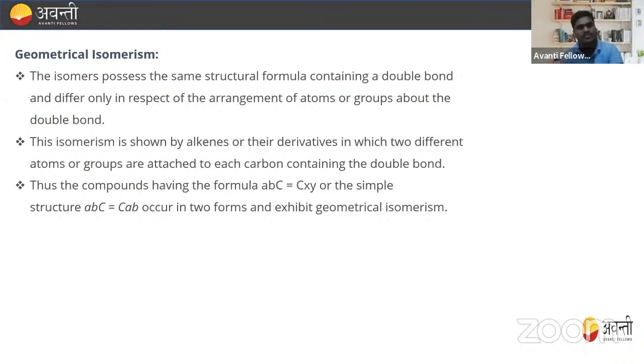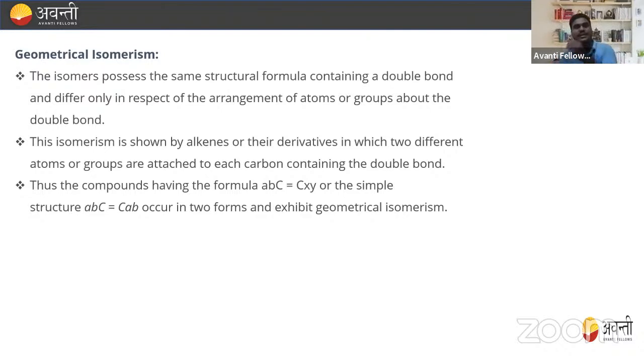Now, let's see geometrical isomerism. Which type of compounds generally show geometrical isomerism? Basically, the isomers possess the same structural formula containing a double bond and differ only in respect of the arrangement of atoms or groups about the double bond, right? This isomerism is shown by alkenes or their derivatives in which two different atoms or groups are attached to each carbon containing the double bond.